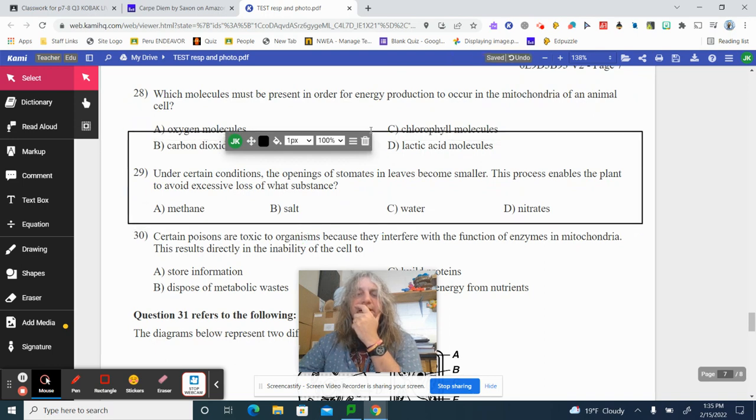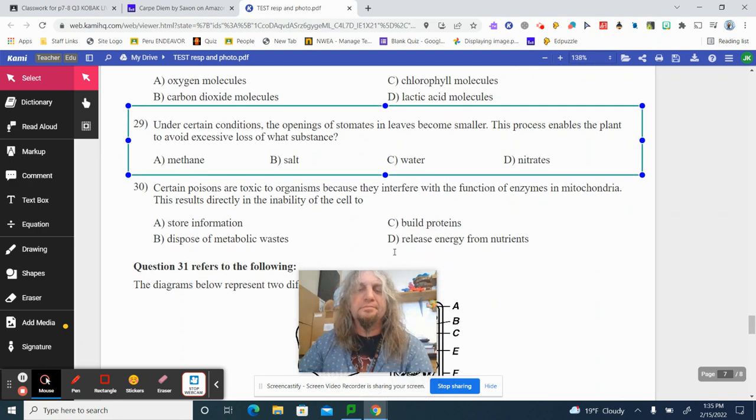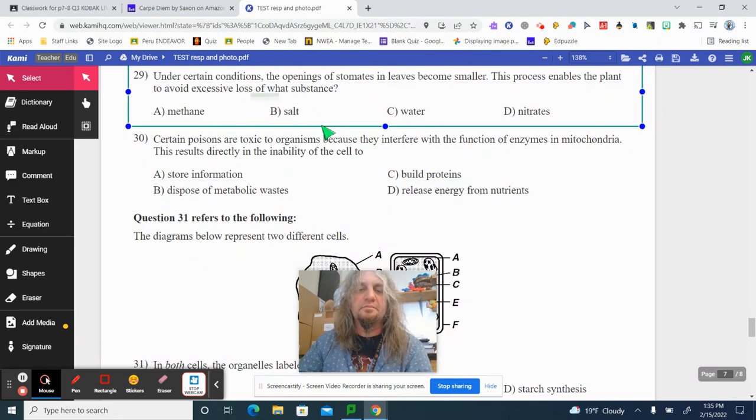Question 29. Under certain conditions, the openings of stomates in leaves become smaller. This process enables the plant to avoid excessive loss of which substance? A, methane. B, salt. C, water. D, nitrates. Good question.